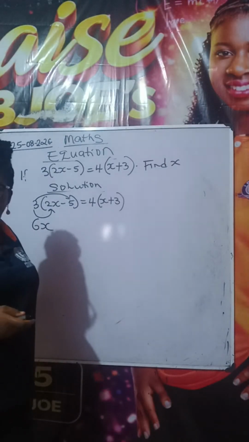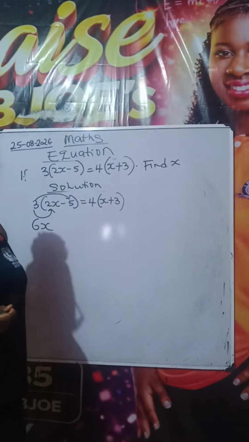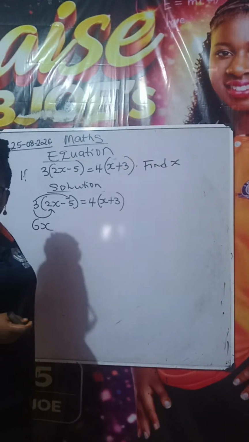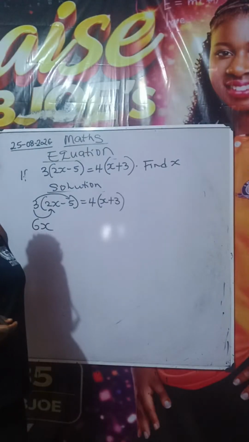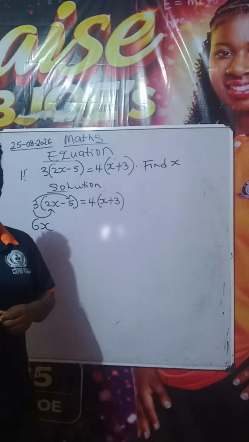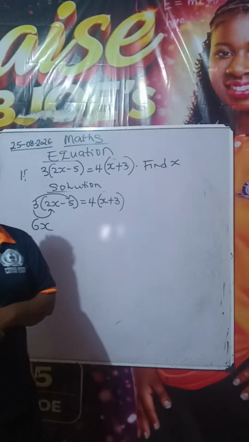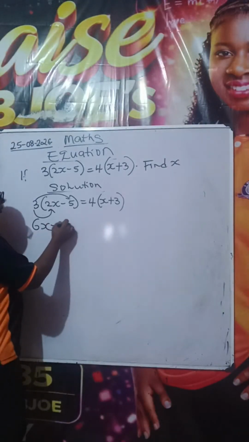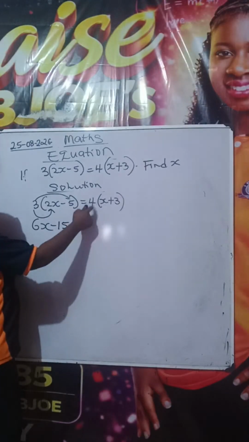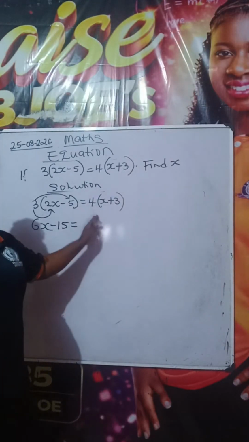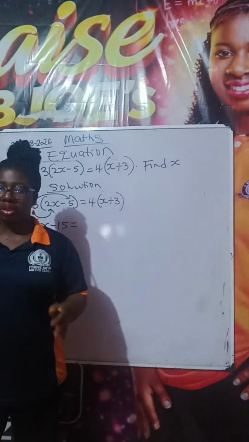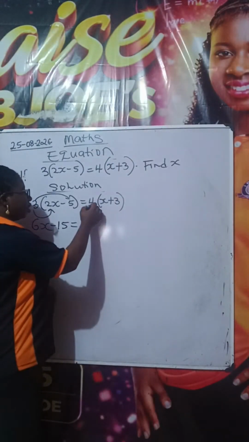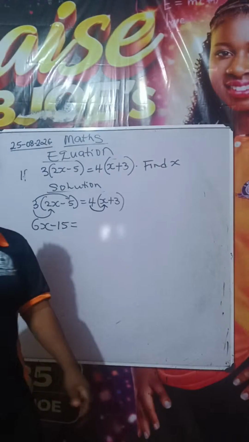3 times 5, what do we have? Everybody, 3 times 5 quickly. No calculator, please. So we are getting 15. Good job. So we have minus 15 equals. Now we are using this 4 to do what? Open the second bracket. And that will be 4 times x.